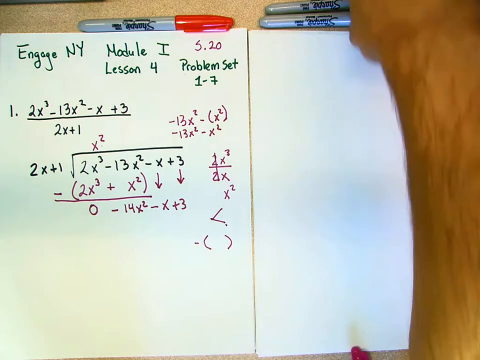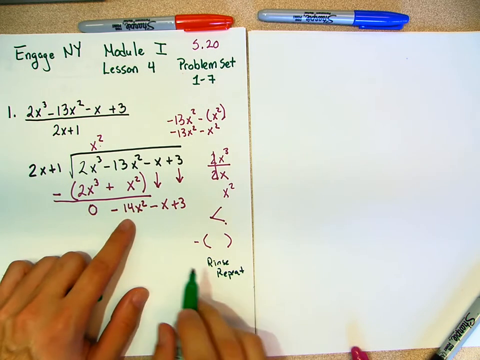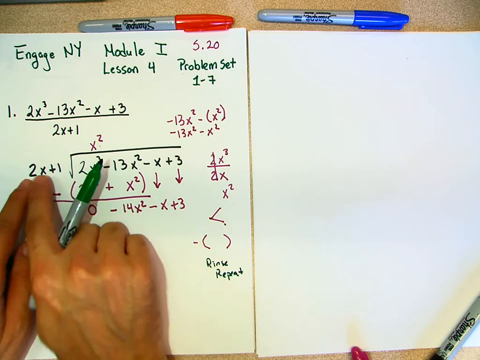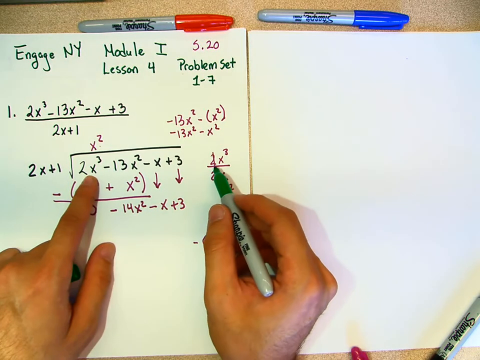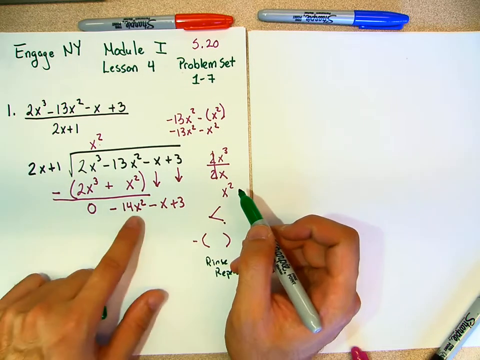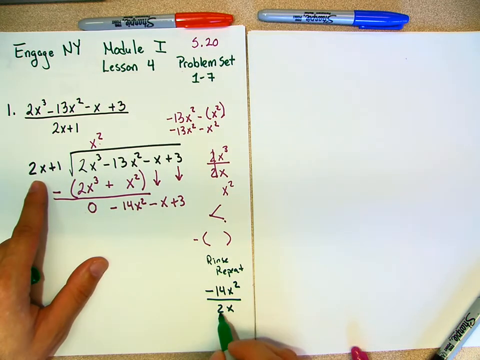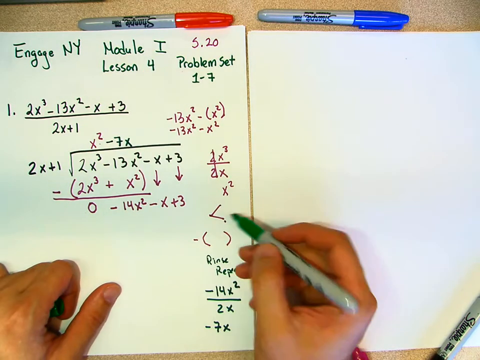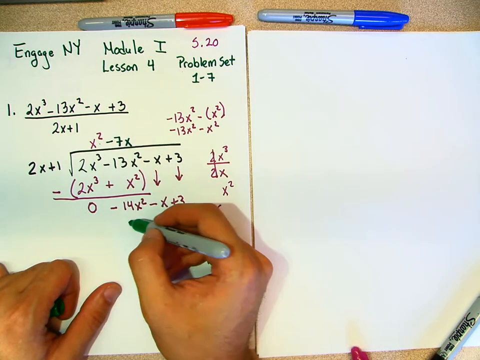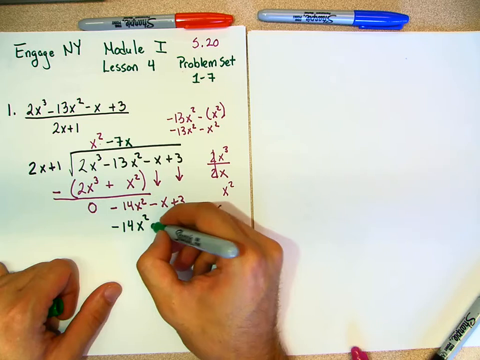Okay? And then what do we do next? We rinse, repeat. Go through the same process. What's the question you ask in your head? How many times does 2x go into negative 14x squared? So what's the algebra? The same thing as before. You see, this was 2x cubed divided by 2x. I'm going to do the same idea. Negative 14x squared divided by 2x. Negative 14 divided by 2 is negative 7. X squared divided by x is x. So up here, there should be negative 7x, right? And then now what do we do? We just boomerang. 1, 2, 3. So negative 7x times 2x is negative 14x squared. Negative 7x times positive 1 is negative 7x.